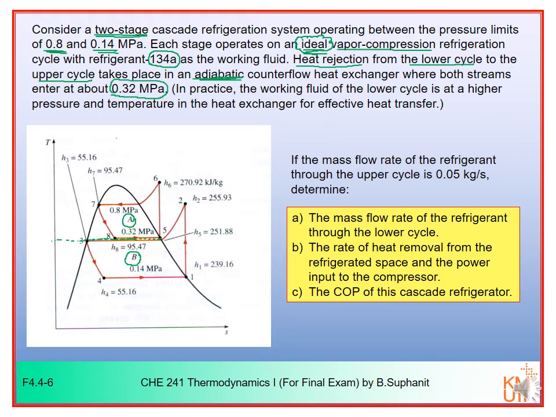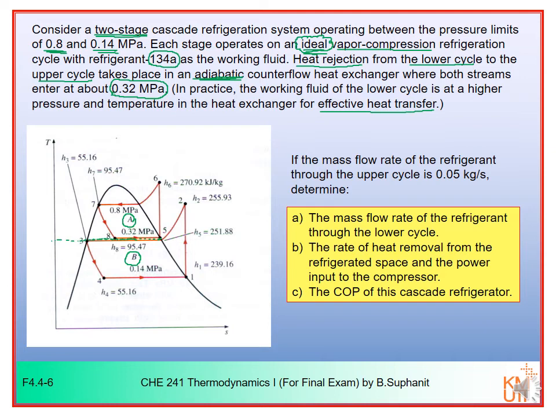Okay, both streams exchange the heat at the same pressure, so the temperature would be the same in the two-phase region here, 0.32 megapascal. And we already know that in practice you cannot have this kind of situation. The working fluid of the lower cycle must be at a higher pressure and temperature in the heat exchanger to have a feasible, effective heat transfer, as shown in the previous slide.